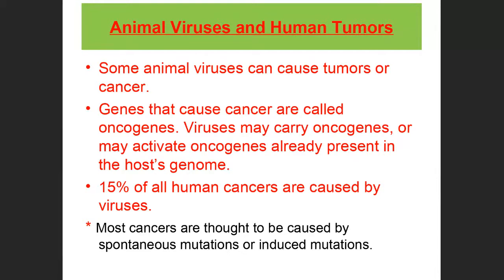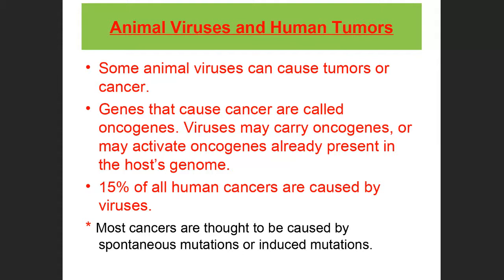So we carry oncogenes, genes that cause cancer, but they're turned off. A virus could insert itself in front of those genes and turn them on. So some viruses are known to cause tumors or cancers. The genes that cause cancer are called oncogenes. Viruses may carry their own oncogenes or may activate oncogenes already present in our genome.